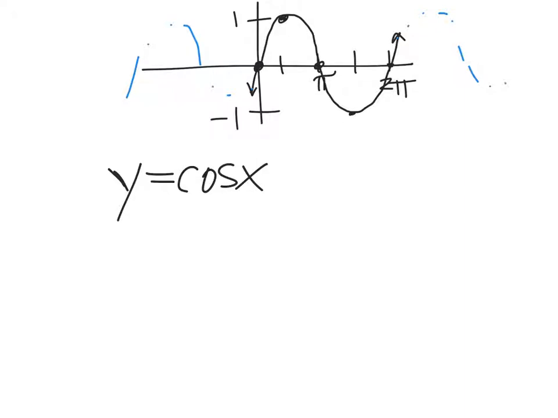So what are we going to do with these parent functions? We're going to shift them up, down. We're going to reflect them. We're going to do all kinds of crazy stuff to them. But these are just the basics that you have to have down. So here's what cosine looks like.